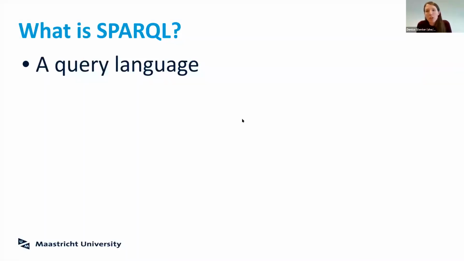So yeah, what is SPARQL actually? SPARQL is a querying language. So it's a language to ask questions to a database that is defined into a certain format, and that format is RDF data. So if you want to understand SPARQL, you need to know some basics on RDF data, what that looks like, and how things are linked.